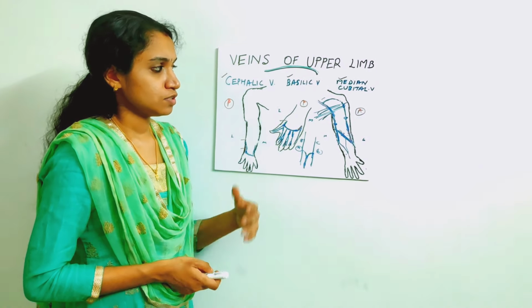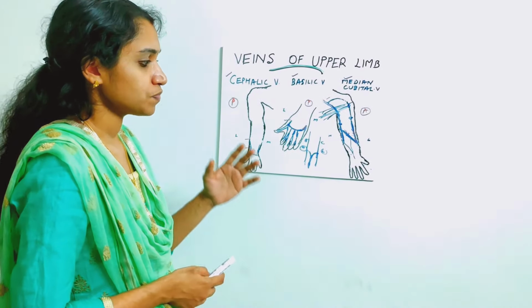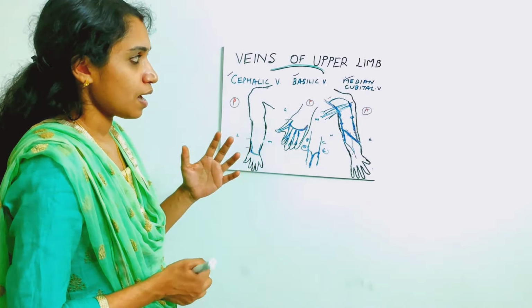Coming to one more thing, the tributaries of axillary vein. One important tributary we have already seen, the cephalic vein. The cephalic vein is a tributary. Other tributaries are the veins which are accompanying the branches of the axillary artery. So all these are tributaries of axillary vein.